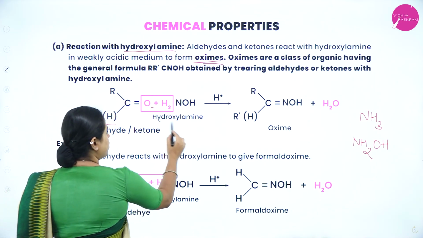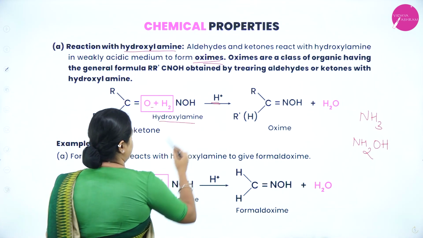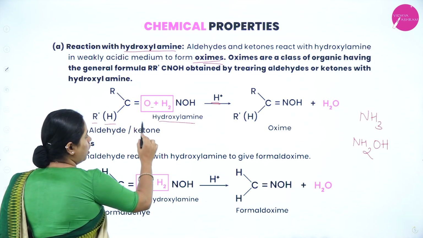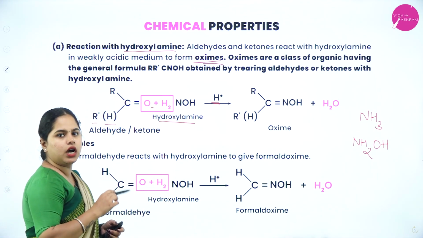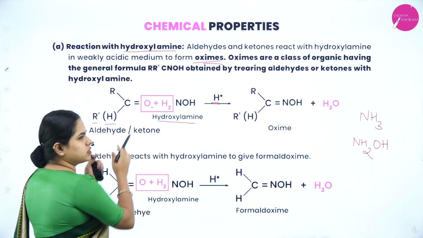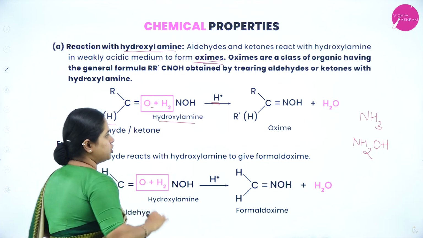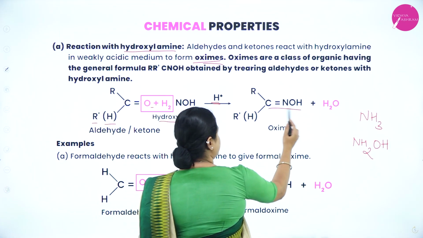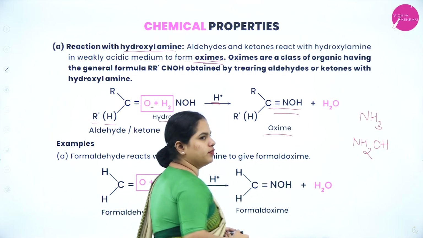The hydroxylamine NH2OH is going to react in the presence of an acidic medium. What is going to happen? Water is going to be removed. H2 from the hydroxylamine and oxygen from the carbonyl group are going to be removed. The other parts are going to combine. R' or H will be there, and you are going to get the double bond C=NOH. The water will just be removed from there. So this is the oxime which is formed.